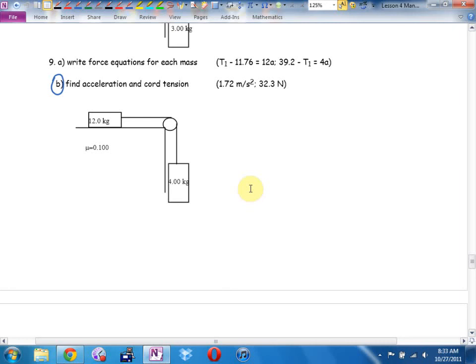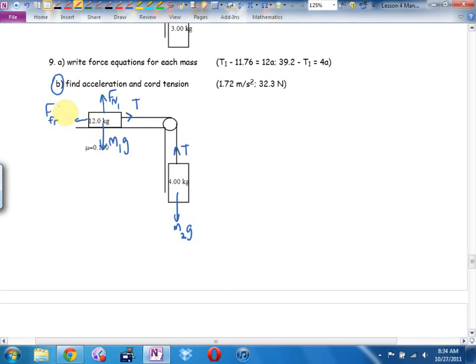So number 9 says, find the acceleration and the cord tension. Free body diagram, I would say this is going to have M2G and tension. Yes? And this is going to have M1G, normal force number 1, tension pulling to the right. And it does mention a coefficient of friction right here, so I'll assume that there's a friction force pulling to the left.